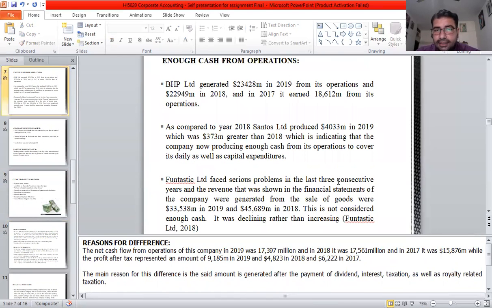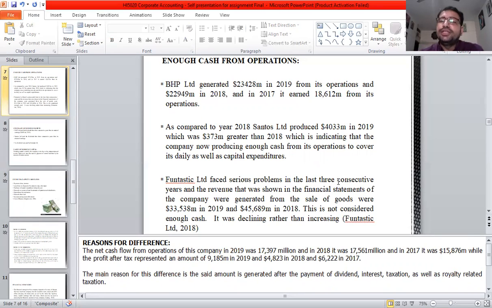BHP Limited, we'll now discuss the enough cash from the operations. So BHP Limited generated 23,428 million in 2019 from its operations, 22,949 million in 2018. In 2017, it earned 18,612 million from its operations.